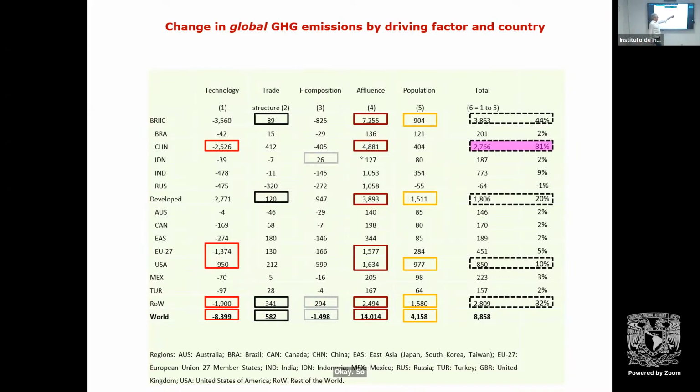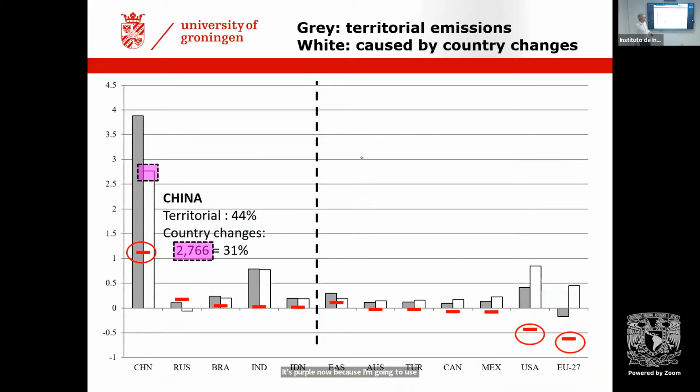So this was the number, 2.7 gigatons, the 31%. It's purple now because I'm going to use these numbers again. That's why I highlight them in purple. Here they are. So we have two bars. We have the gray bar that gives you the total amount of emissions in China, or actually the change in the territorial emissions. And the change in the territorial emissions was almost 4 gigatons, and that will be 44% of the 8.9 total change.